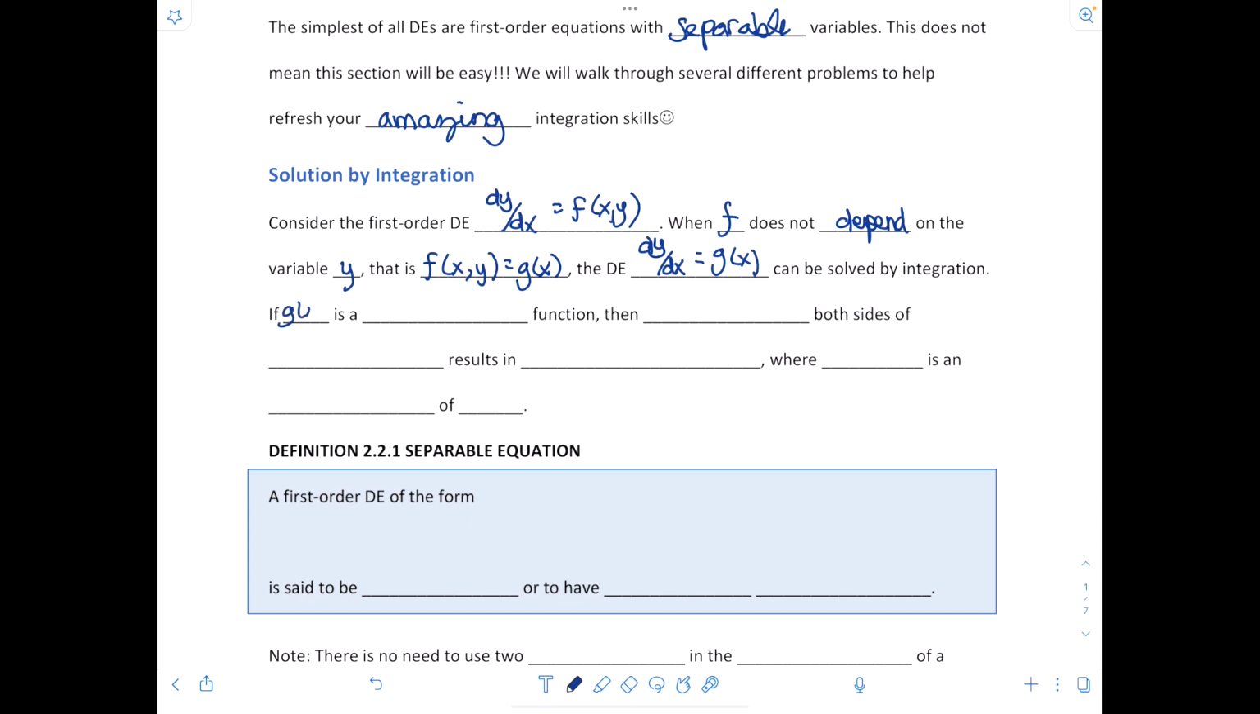If g of x is a continuous function, then integrating both sides of dy/dx equal to g of x results in y equal to the integral of g of x with respect to x, which is some capital G of x plus c, where capital G of x is an antiderivative of g of x.